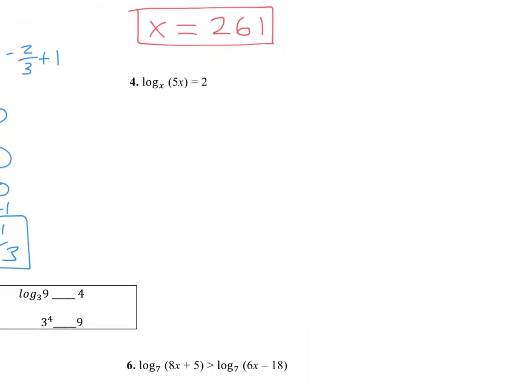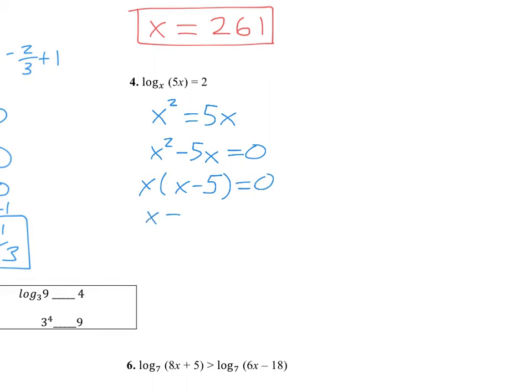Okay, for number 4, we change it to exponential form. X squared equals 5x. Move everything to one side. X squared minus 5x equals 0. Then we factor, so we can take out an x. Using the zero product property, x could equal 0, or x minus 5 could equal 0. So our second solution is 5.